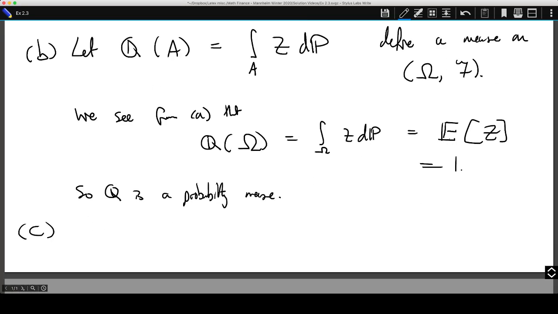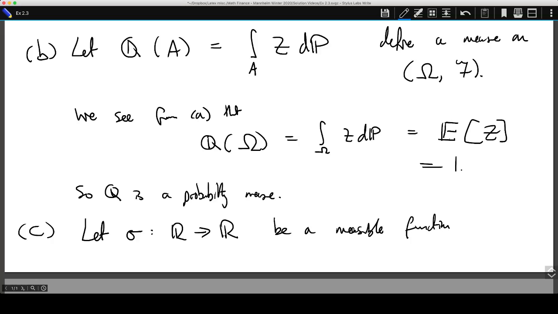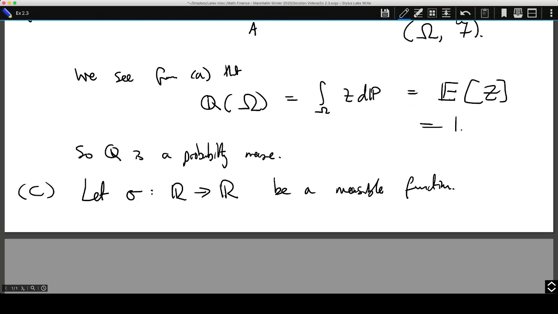Part C. Now I want to show that the random variable Y, which is given by g of X, has density h under this measure Q. Okay. Let sigma just be an arbitrary function from R to R that is measurable against the Borel sigma algebra on R.